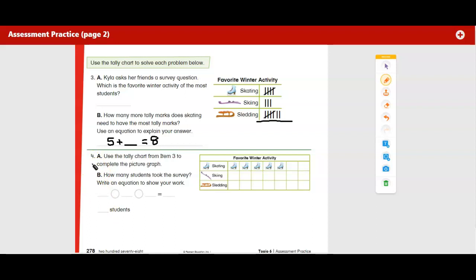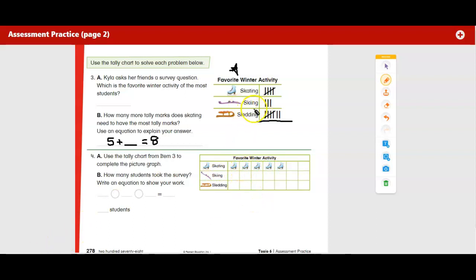For number 4, part A says use a tally chart from item 3 to complete the picture graph. So we will need to use our tally chart located here. Part of our picture graph has been completed. For the total number of people who voted for skating, we see 5.